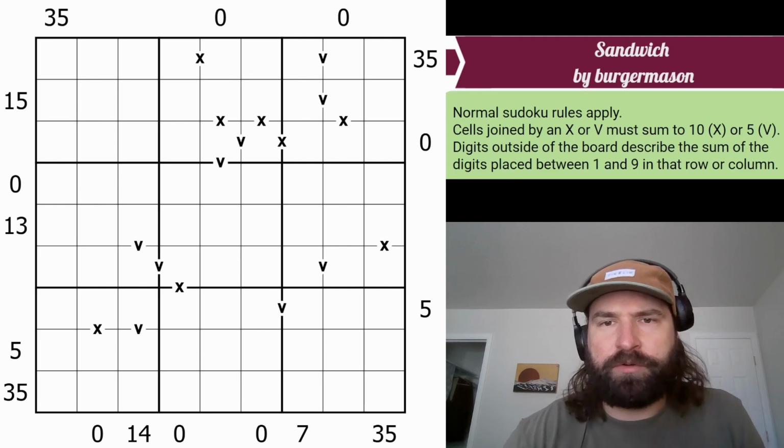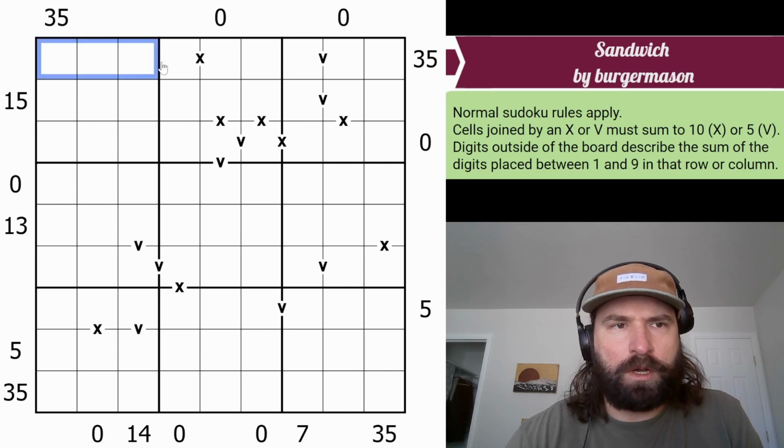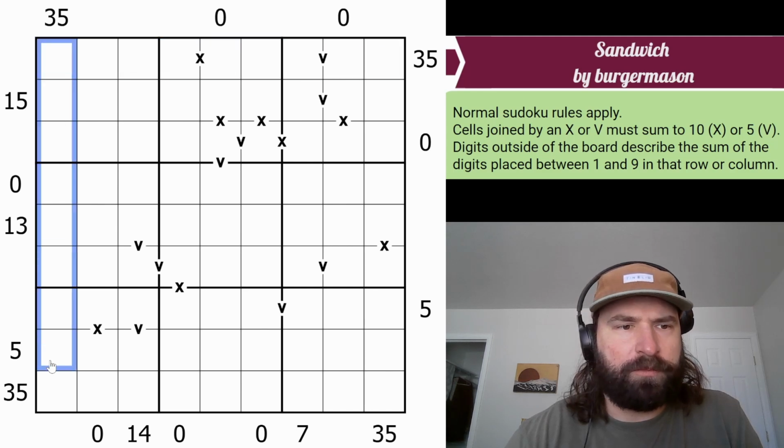All right, let's crush a Sudoku. This one's called Sandwich by Burger Mason. So normal Sudoku rules apply. We got the numbers 1 through 9 in every row, every column, and every 3x3 box with no overlapping.